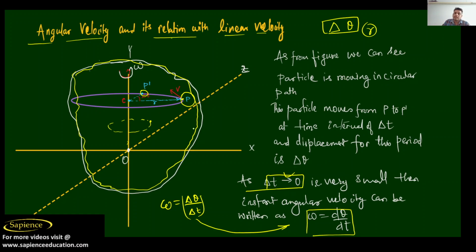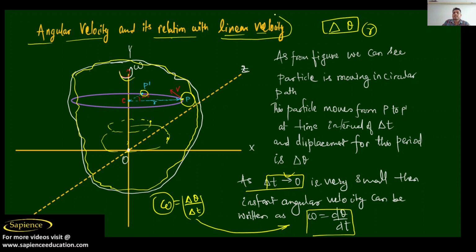Every particle of the system in rotational mechanics will rotate with the angular velocity omega. Every particle has the same angular velocity omega, right? So any particle will try to form a circle when it rotates. So this is all about angular velocity.